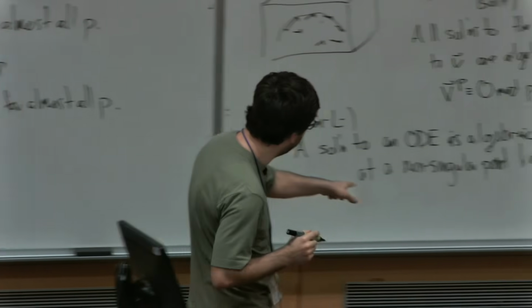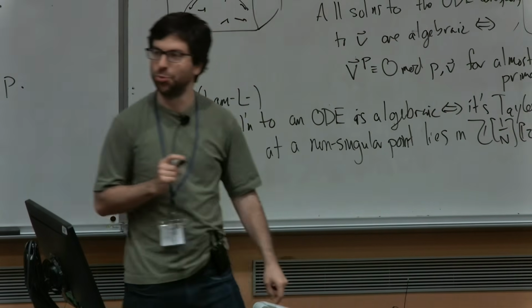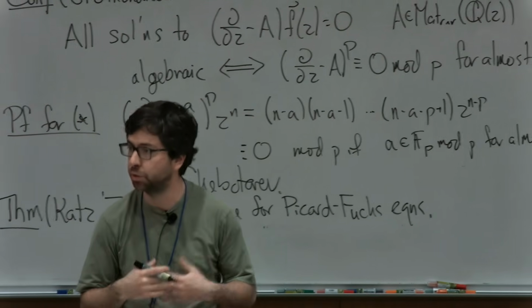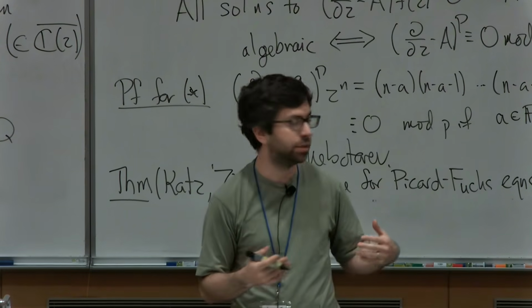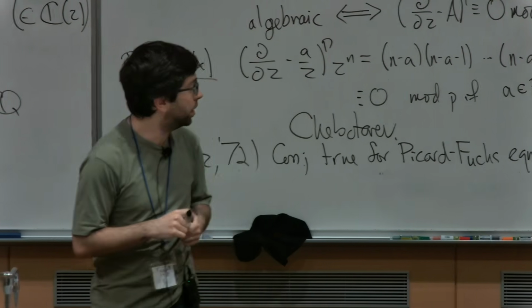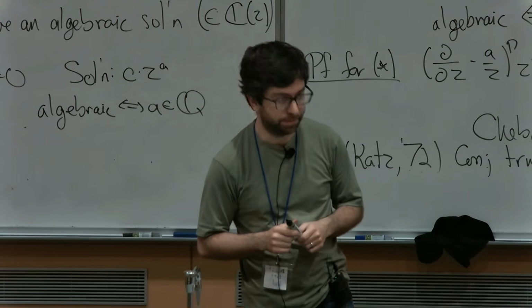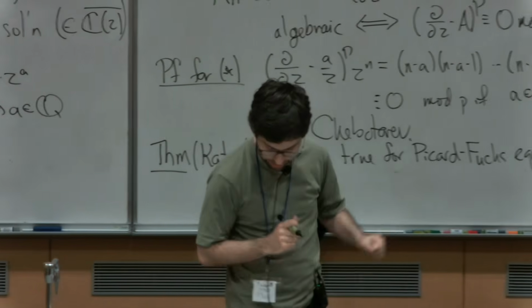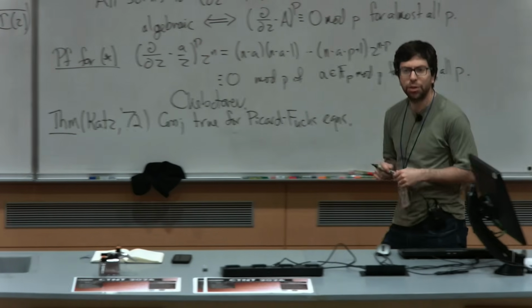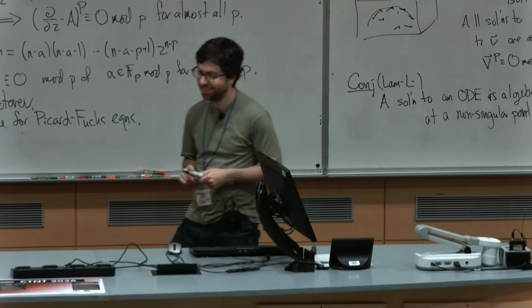Maybe let me remark that non-singular point here is really important, and you can see that, for example, by thinking of q-expansions of modular forms, which do satisfy some ODEs and definitely often have integral coefficients. But there are many other examples. Okay. So are there any questions about the conjectures?